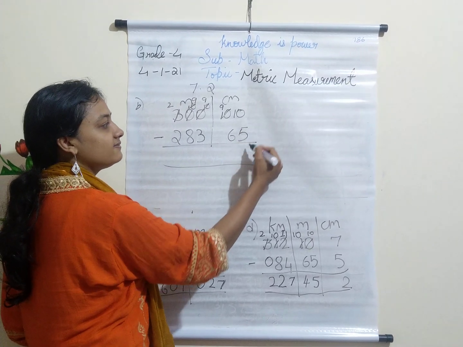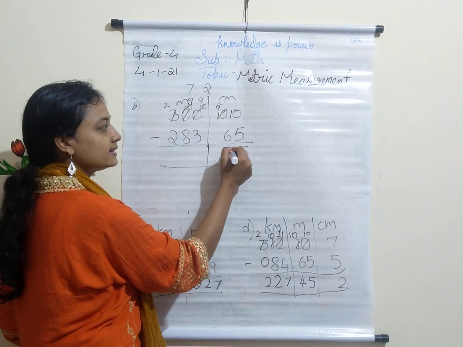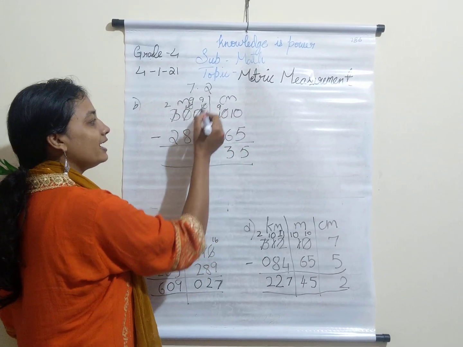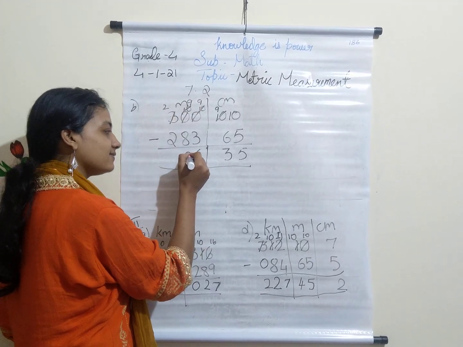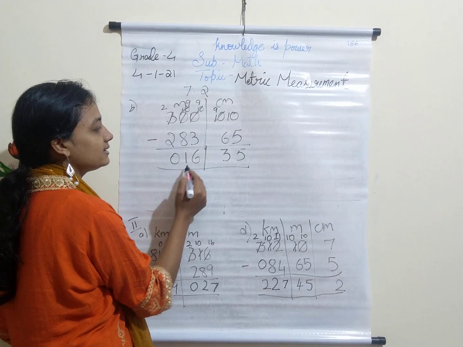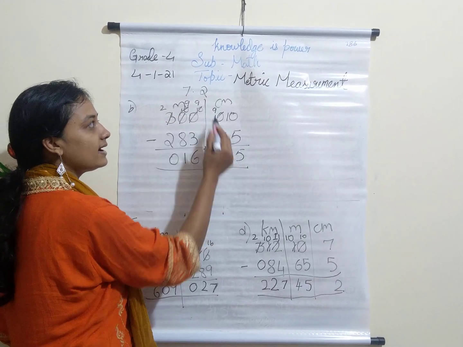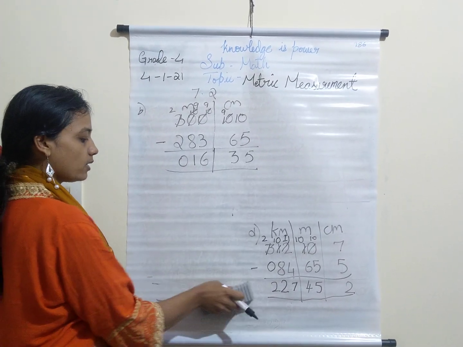So 10 minus 5 is 5. 9 minus 6 is 3. 9 minus 3 is 6. 9 minus 8 is 1. 2 minus 2 would be 0. So your answer is 16 meters, 35 centimeters. The other sum which is similar to this, I want you to practice.